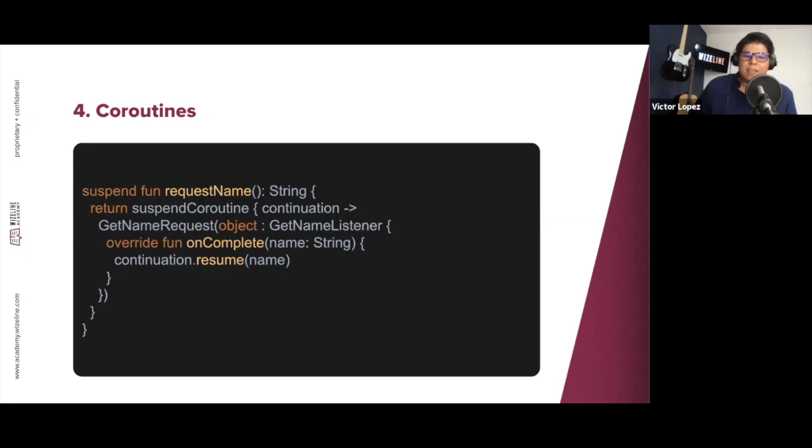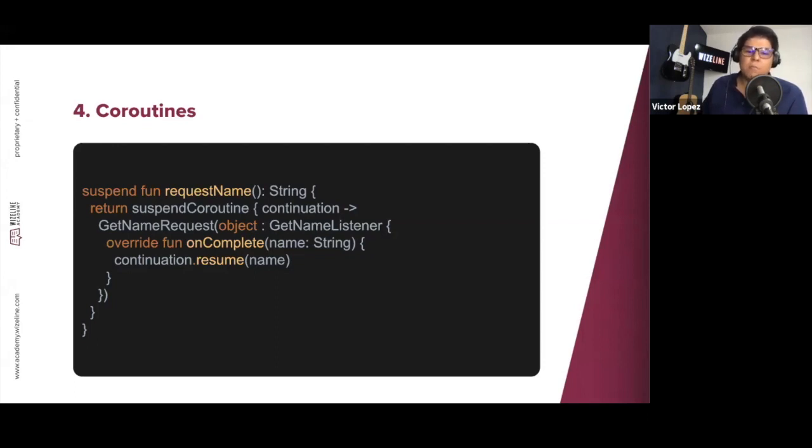And with that, we can use asynchronous tasks as usual. As you can see, inside of the scope of this suspend coroutine, we have this class called getNameRequest. And we are using this interface to have the result, right? So when we use this suspend coroutine, basically we are letting the compiler know that we need to suspend a thread, the thread that we are using. And we need to let the system know when we need to continue with the execution, right?